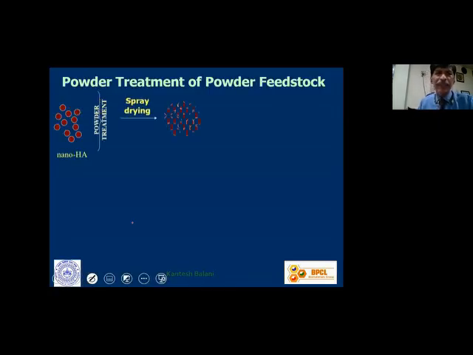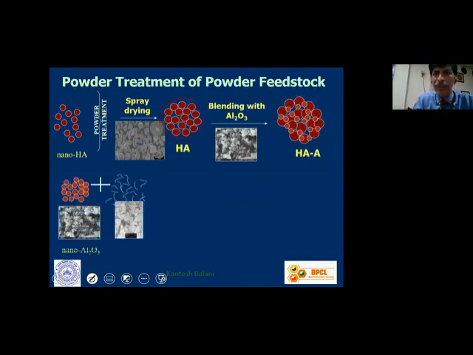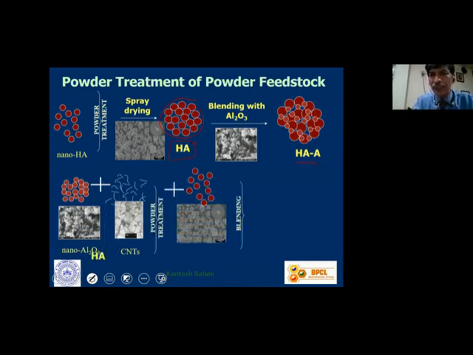And here we have taken a hydroxyapatite, nanometric in size. We have spray dried them so I can get a good agglomerate and get good flowability. And I get some material hydroxyapatite. And then we have also added aluminum oxide around 20% weight, and I name it as HA-A.